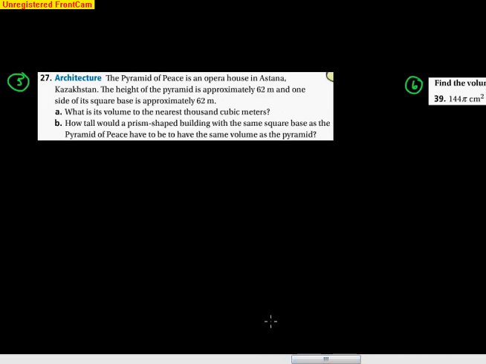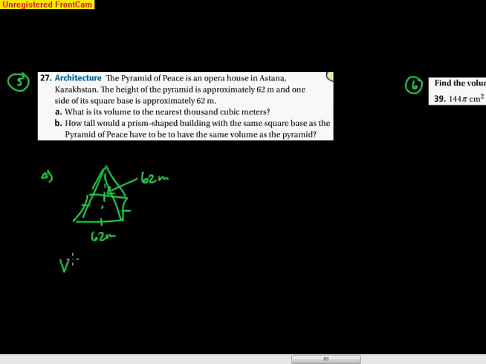So it says, the Pyramid of Peace is an opera house in Astana, Kazakhstan. The height of the pyramid is approximately 62 meters, and one side of its square base is 62 meters. What is the volume to the nearest 1,000 cubic meters? Okay. So here we go. So part A. Let's draw this square pyramid. So here's my square. There's my pyramid. Okay. Here's the 4 sides. The height right here, that height is going to be 62 meters, and each of the sides of the square base is also 62 meters.